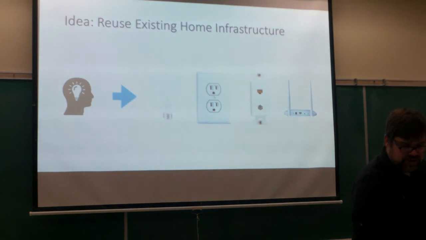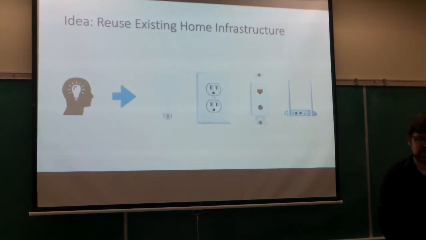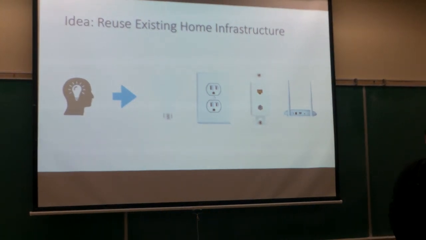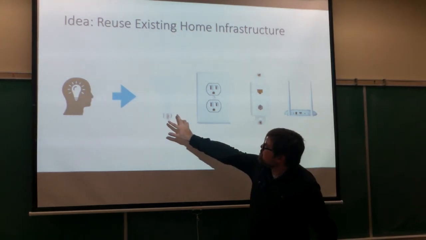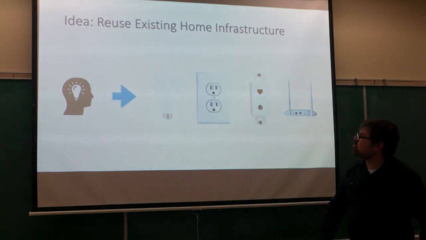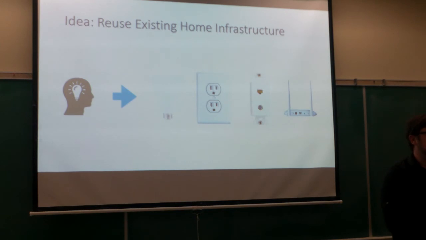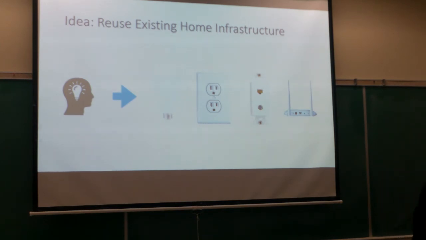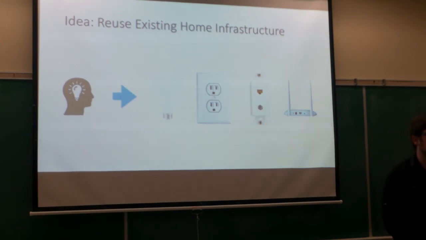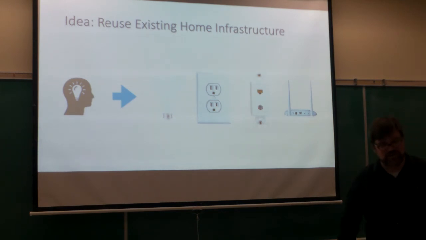In this project, we looked at how we could reuse existing home infrastructure in order to deploy RFID readers. Homes already have things like, this is hard to see, but this is a light bulb. So we have lighting that's already in homes. There's wiring and power outlets already distributed around a home, and we also have networking infrastructure that's already deployed. We can probably reuse a lot of this to make deploying RFID readers much simpler.